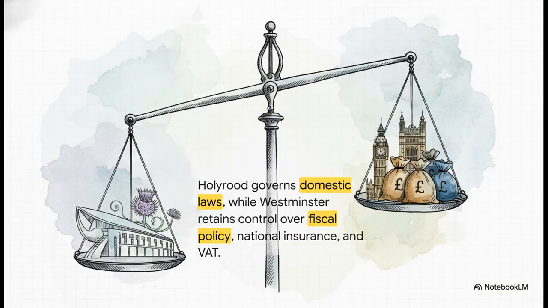If you want to understand modern Scottish politics, you have to understand what the sources call the asymmetrical union. Right now, Scotland has broad domestic independence through Holyrood, but it is still tied to London for major macroeconomic decisions. Westminster retains control over broad fiscal policy and national insurance. This unequal division of power guarantees that the oldest question in the book, who truly has the power to legislate, remains the absolute driving force of their politics today.